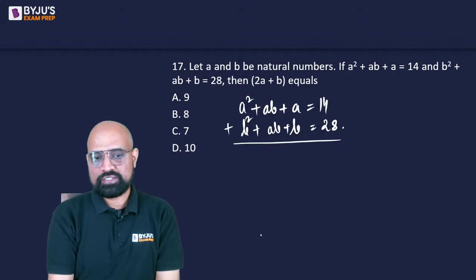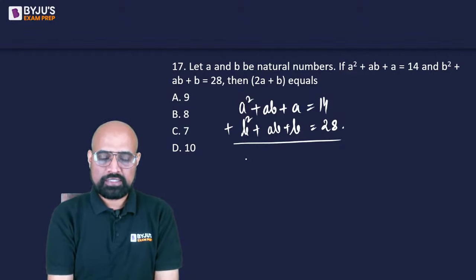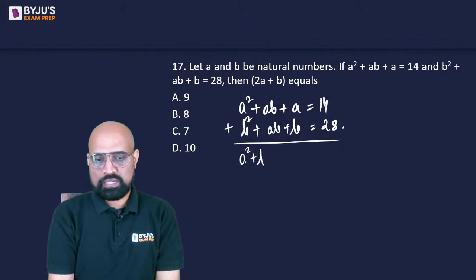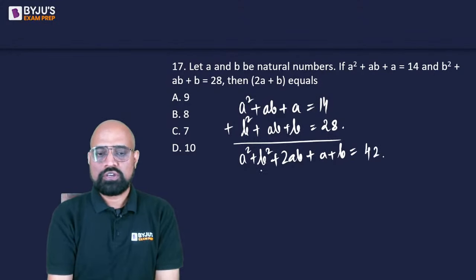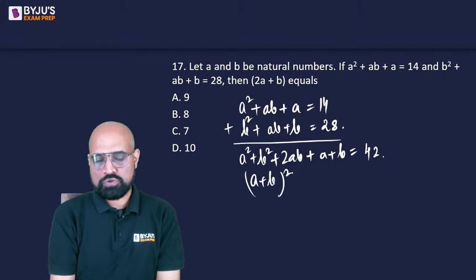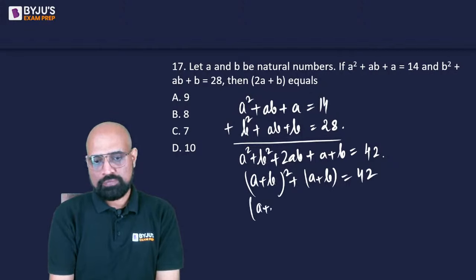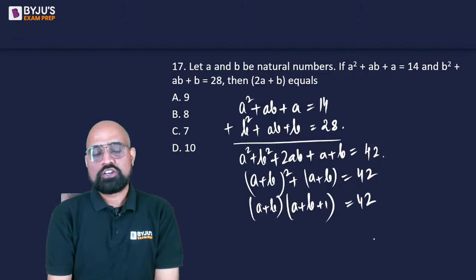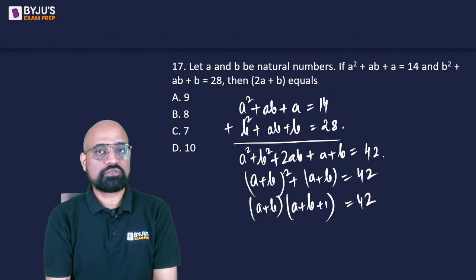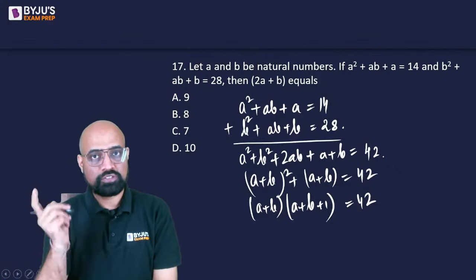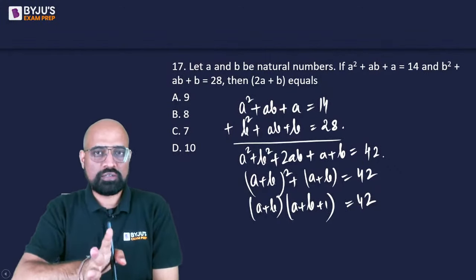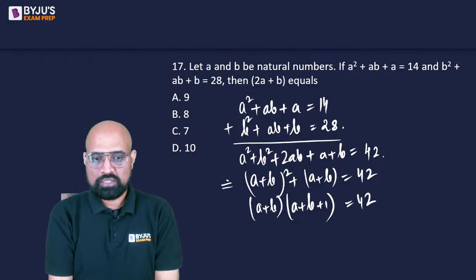So if I add them, I will get a square plus b square plus 2ab plus a plus b, and that is going to give us 42. So I will have a plus b ka whole square plus a plus b is equal to 42. I can take out a plus b common. I'll be left with a plus b into a plus b plus 1 is equal to 42. So since a and b are natural numbers, this is nothing but product of 2 consecutive numbers. We solved almost the same thing in our marathon session.